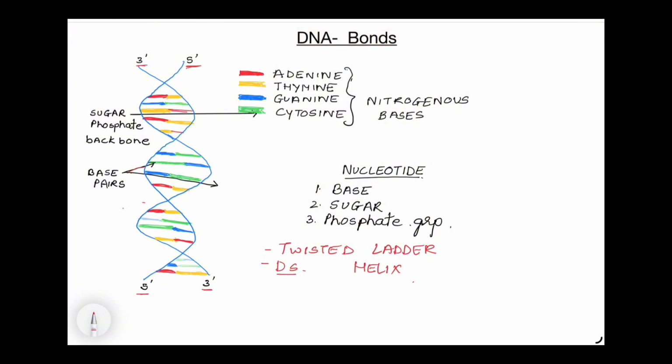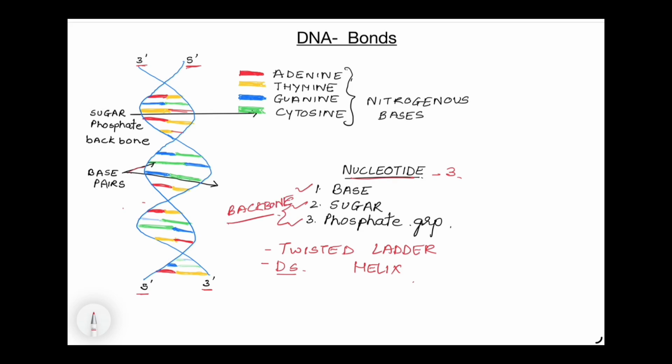Now, we also say that DNA is actually a polymer which is made up of many nucleotides. The nucleotides keep on repeating. So, it is a polymer with repeating units called nucleotides. Now, let us see what is a nucleotide. Nucleotide has three parts: base, sugar and phosphate. Sugar and phosphate, they form the backbone of DNA.